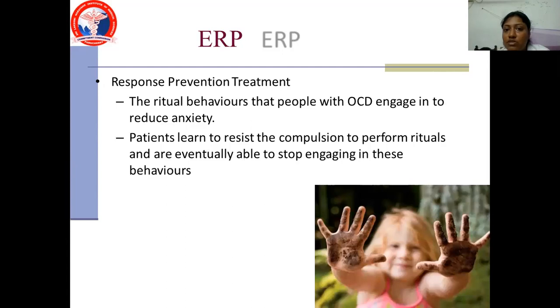Now, response prevention targets the ritualistic behaviors that people with OCD engage in. The patient learns to resist the compulsion to perform rituals. For example, when you touch a patient, you need not use a sanitizer. Okay, in pandemic times you have to, but otherwise you can just wash your hands once and that is okay. Not like OCD patients who, if they are doctors, will keep on washing for each and every patient, each and every touch. So it is very difficult, and this is how we can ask them to resist.